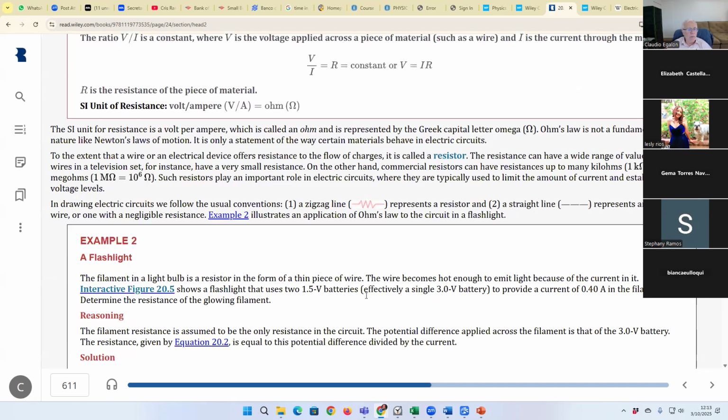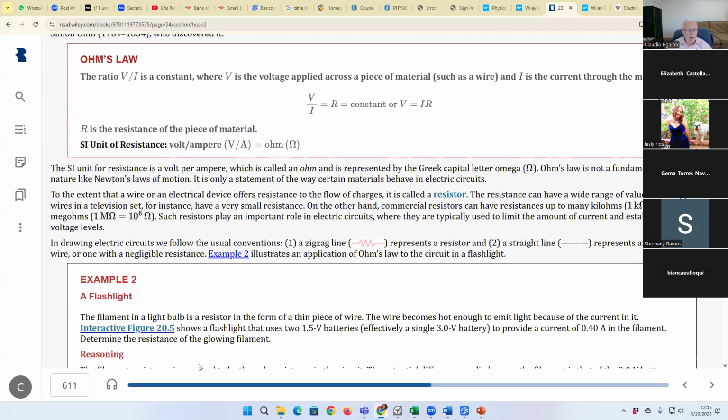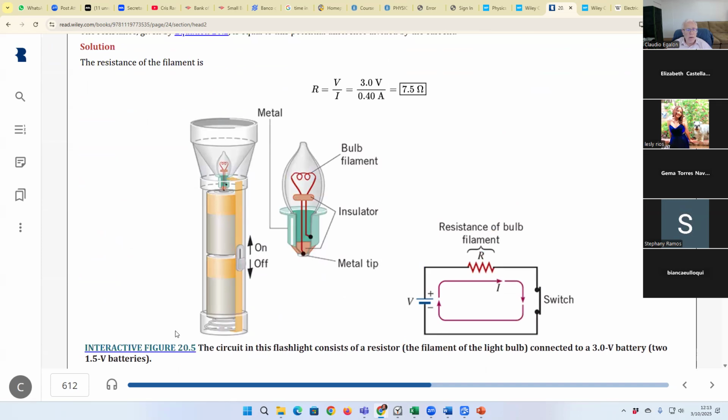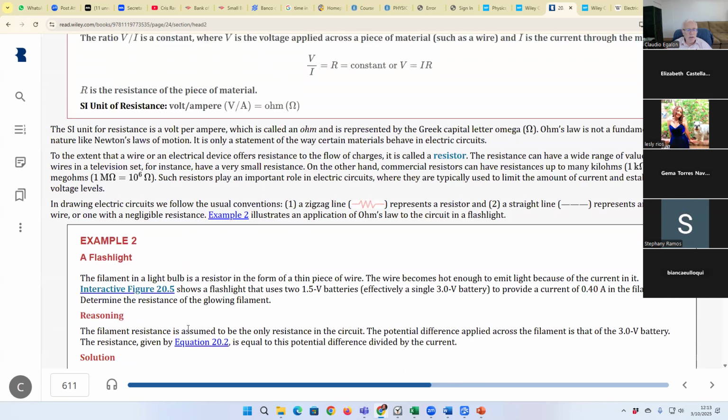Ohm's law, flashlight. The filament in a light bulb is a resistor in the form of a thin piece of wire. The wire becomes hot enough to emit light because of the current in it. The interactive figure 20.5 shows a flashlight that uses 1.5 volt batteries, effectively a single 3 volt battery.